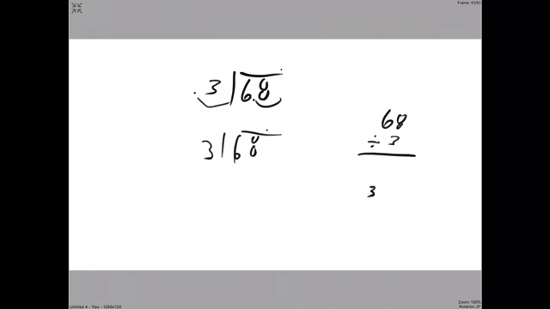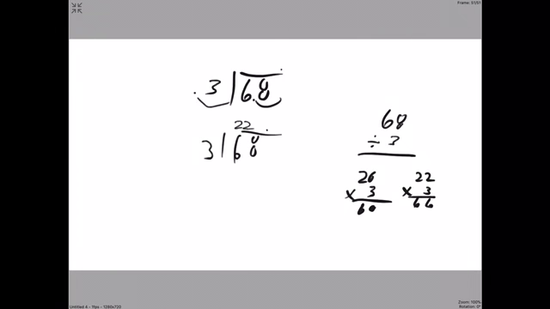So let's try 20 times 3. 20 times 3 equals 60. So that won't work because it's too small. What about 22 times 3? 22 times 3 is 66. So that will work, because 3 plus 66 is 69, so that'll be too big. 66 is the biggest thing we'll get.